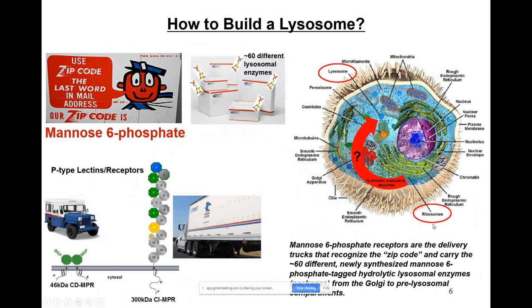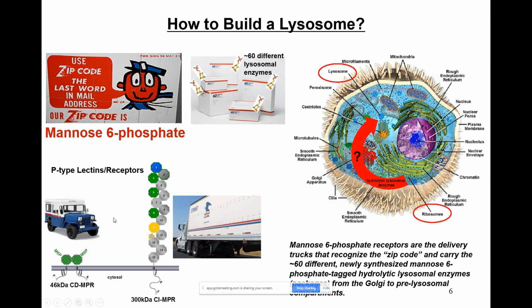All proteins start their synthesis on cytosolic ribosomes. So again, the question is, how do you target or deliver these 60 or so lysosomal enzymes from their site of synthesis to the lysosomes, because that's where they function? The big picture that I've outlined here is that these lysosomal enzymes are uniquely tagged, or have this zip code of mannose-6-phosphate. This is a unique carbohydrate mark that's placed on these enzymes.